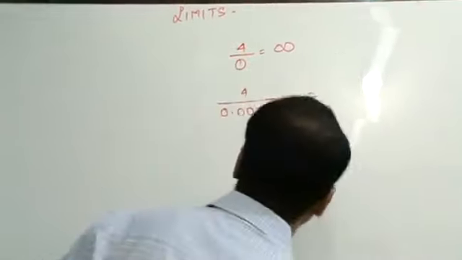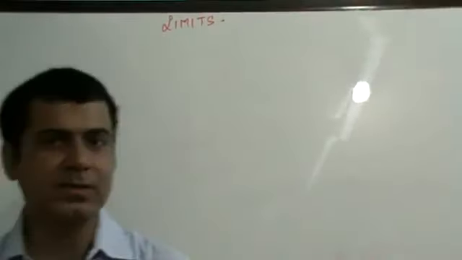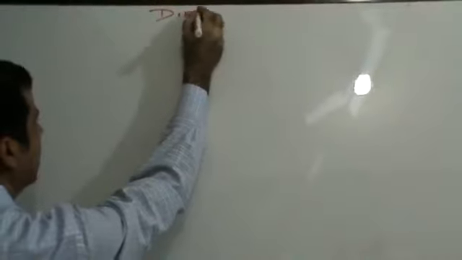Let us start with the sums. Now there are multiple types of sums that you have in limits. Type 1, this is called the direct method.